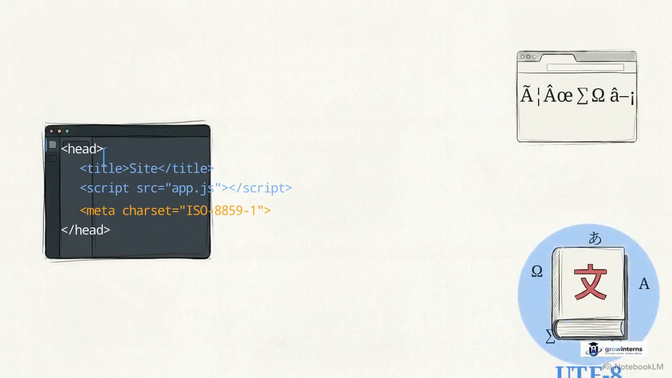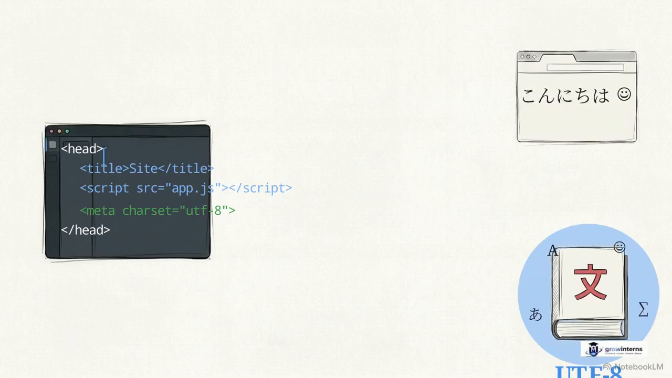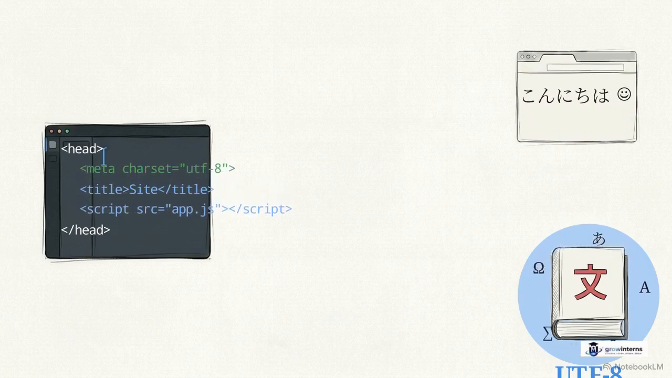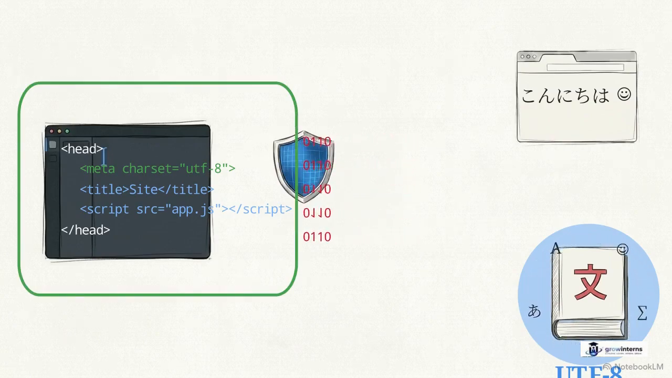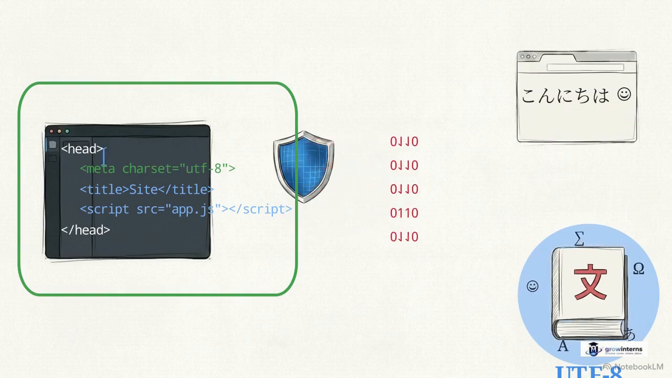To fix this, we use a universal standard containing almost every character, UTF-8. By changing the charset attribute to UTF-8 in our meta tag, we force the browser to use the correct dictionary. The gibberish instantly resolves into legible text. Setting this character encoding should be the very first line of defense you write inside the head element on every single project to prevent data corruption.